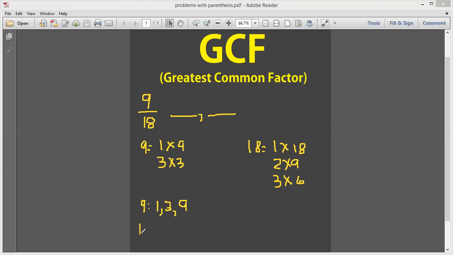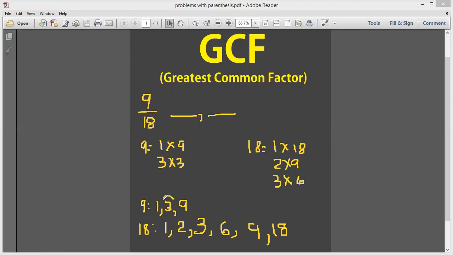So it's time to list down our factors here in order. And that means 1, 2, 3, 6, 9, 18. Wow, it's a lot. So now you understand why this is called a listing method, because we are listing factors. Now we have the factors, it's time to find the common factors.